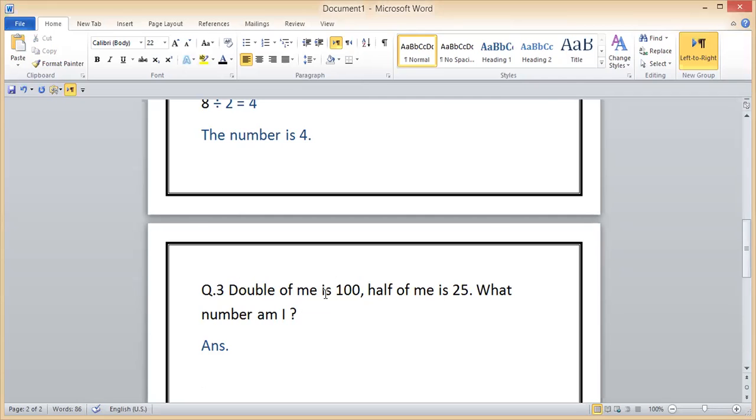The question is asking you that there is a number. If you double it, you will get 100. If you find out the half of that number, you will get 25. You have to find out what that number is. And I told you how you have to find out that number. So double of that number is 100. So find out the half of that number. So what is half of 100? Yes, Mashri. What is half of 100?